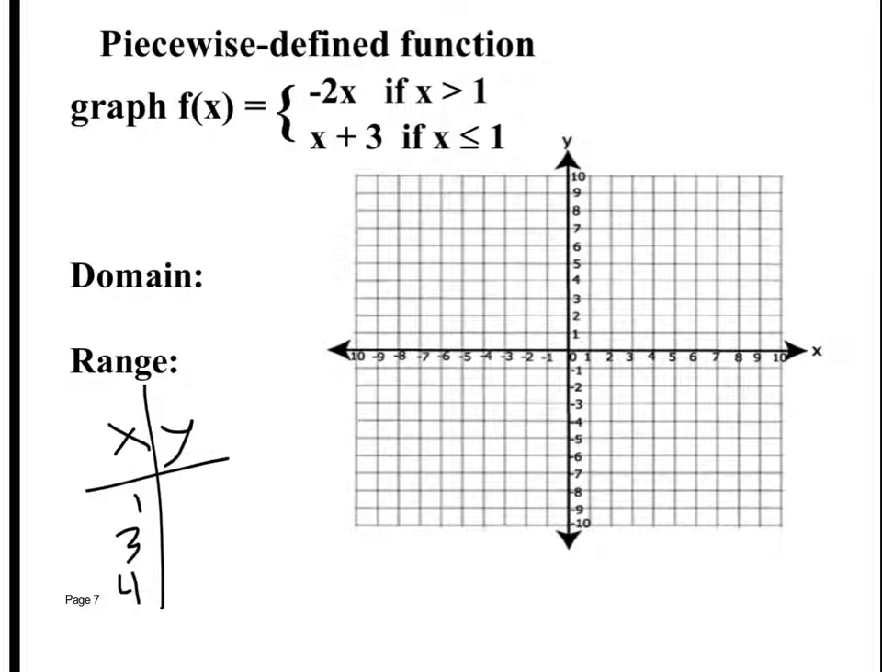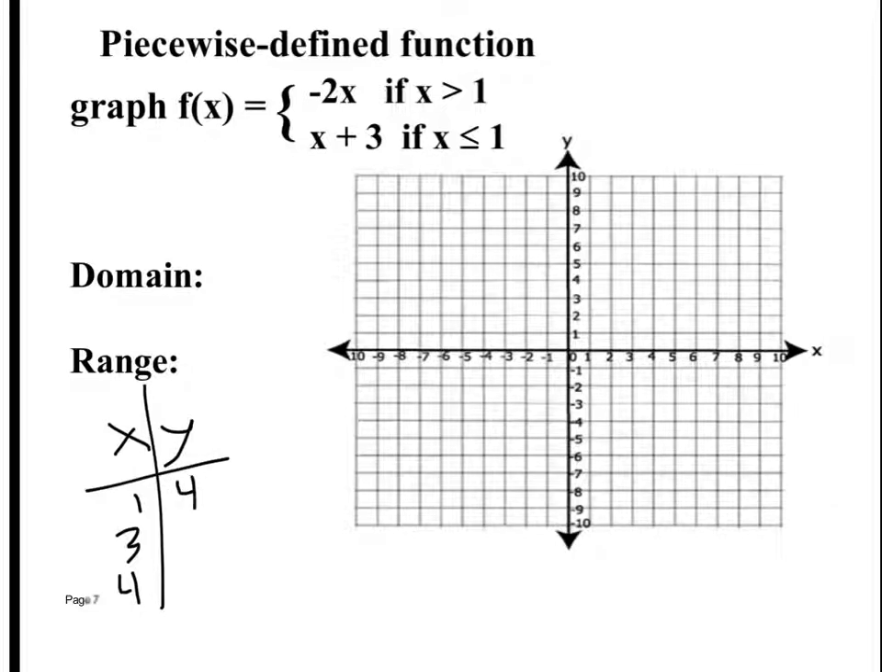Right? X is 1, so which one of these two do I do? Do I do negative 2x, or do I do x plus 3? Look at my x. Okay, is x greater than 1, or is x less than or equal to 1? It's less than or equal to. So I graph this, x plus 3. Right? So what would be my y coordinate if my x is 1?